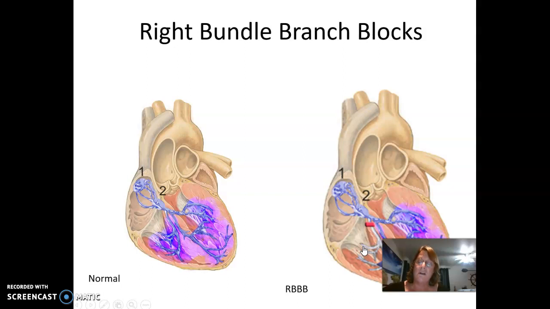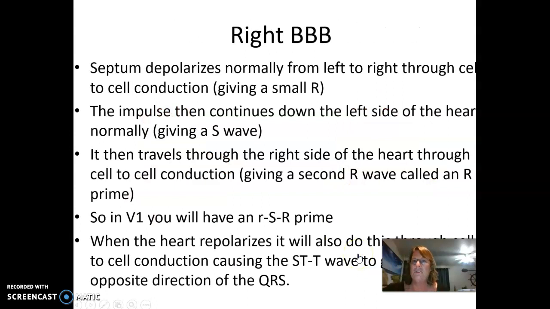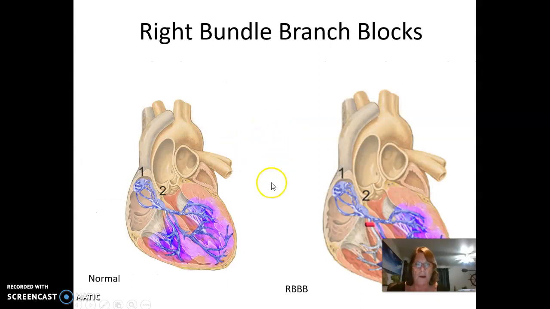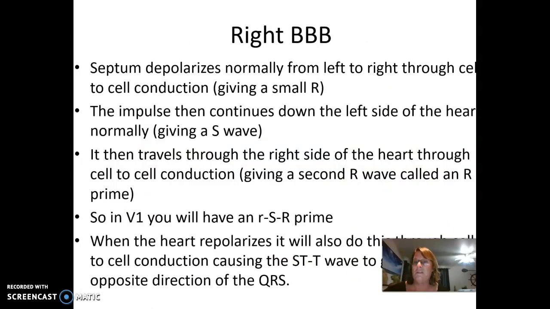Because remember, we talked about our heart having automaticity, excitability, and conductivity. So if this impulse is blocked, it's going to go through cell-to-cell conduction, which is going to take longer. So septum depolarizes left to right, giving us a small R wave. Impulse continues down the left side of the heart, giving us an S wave, and then it has to travel back through cell-to-cell conduction. Our positive electrode is over here, so as it's coming up the right side, it's being seen as coming back towards the positive electrode, which gives us our RSR prime.